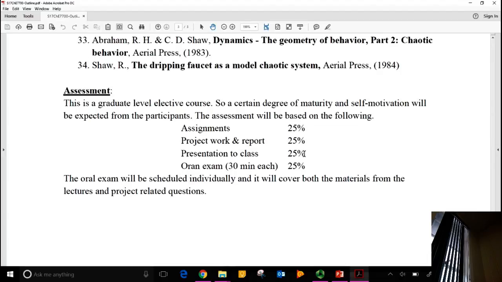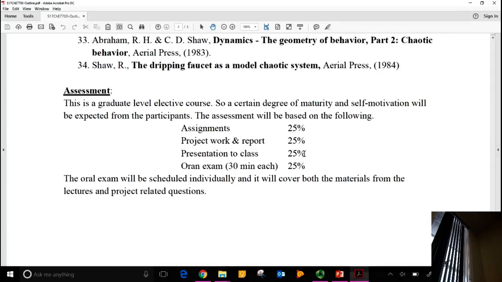Okay, using any tool, computational tool. And then there will be a presentation to class towards the last 2 or 3 lectures, about 20 minutes each maximum. And then there will be an oral exam. That's where I think I kind of misled you. There will be an exam, but it will be an oral exam, one-on-one.